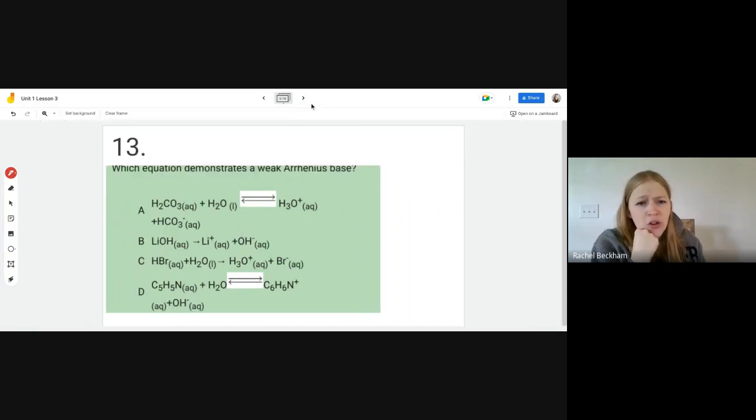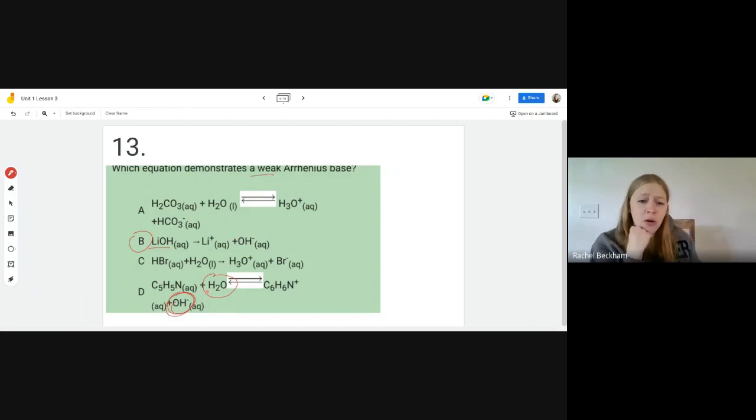Which equation demonstrates a weak Arrhenius base? This one was an Arrhenius base because it had hydroxide in it. Do any of the other equations have hydroxide in it? Well, this one does on this side. You see how this has hydroxide? And so the H2O in this situation like broke off and became OH negative on this side. And so this one also is an Arrhenius. The H2O in this scenario is the Arrhenius base. And we know that because this is an Arrhenius situation because it has OH negative in it. And we know that it's a weak one because it's not on that strong list.